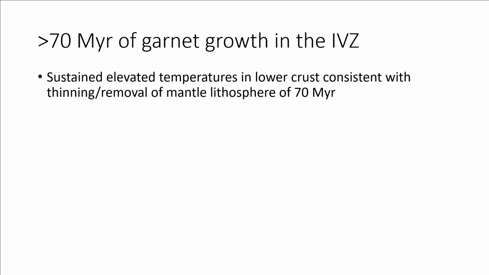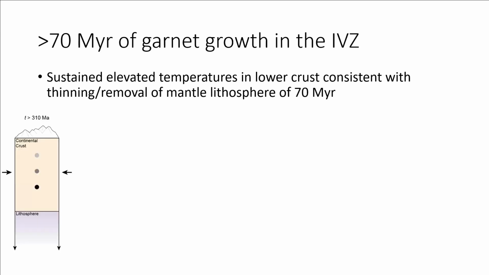Overall, the garnet lutetium-hafnium dataset records over 70 million years of garnet growth in the Ivrea zone. This would require really high lower crustal temperatures over a long period of time. Some of the most viable mechanisms for this would be a thinning or even complete removal of the mantle lithosphere over this time. If we think about what a schematic model of the tectonic changes in the Ivrea zone could look like, it could look something like this.